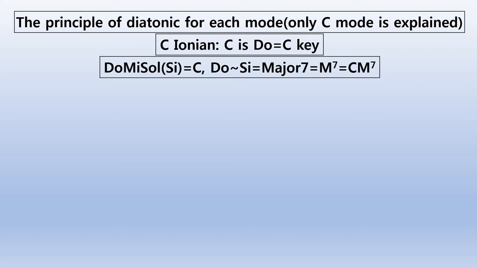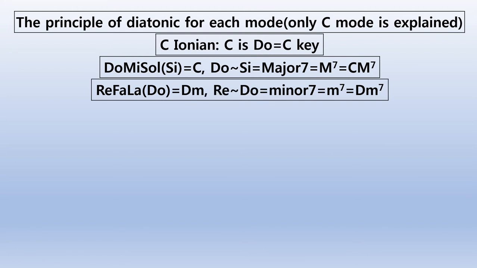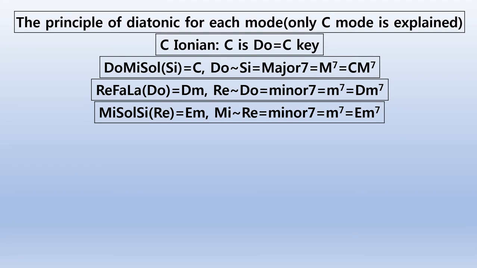The first Do Mi Sol chord is C and the note Si above is a major 7th from Do. So Do Mi Sol Si is C major 7. The second Re Fa La triad is D minor, and the upper note Do is a minor seventh from Re, so Re Fa La Do is D minor 7. The third Mi Sol Si triad is E minor, and the upper note Re is a minor seventh from Mi, so Mi Sol Si Re is E minor 7.